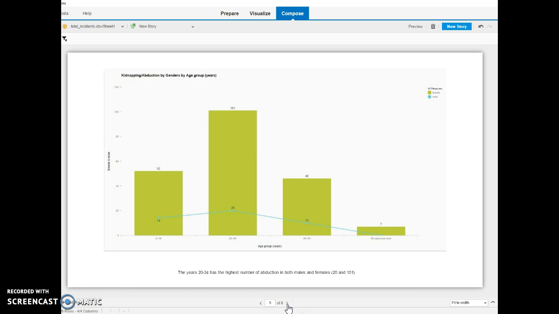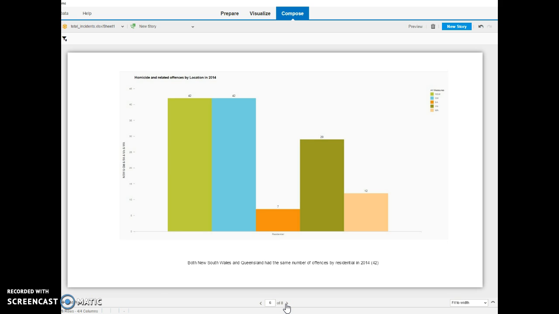As shown in the column chart, the 20 to 34 age group has the highest number of abductions in both males and females, while the group 55 years and over has the minimum number of kidnappings.